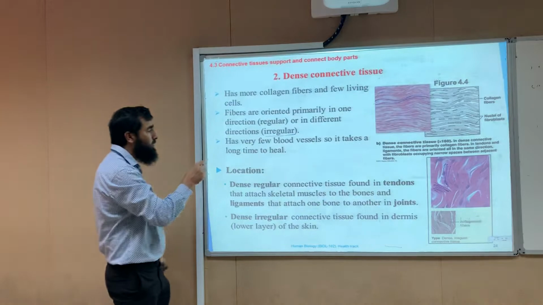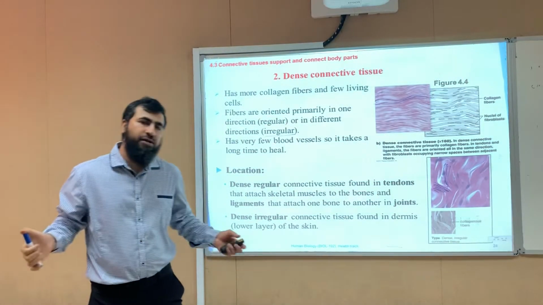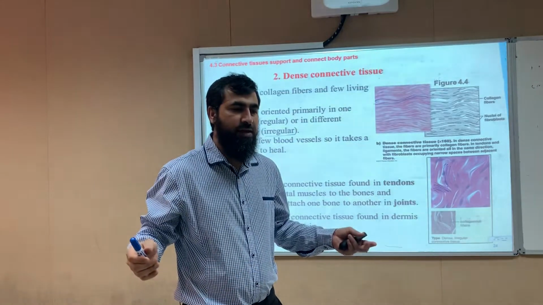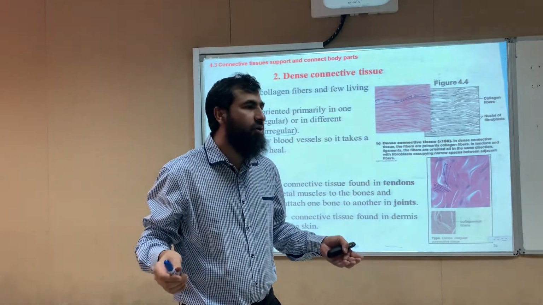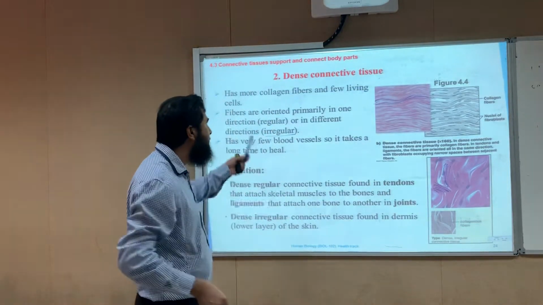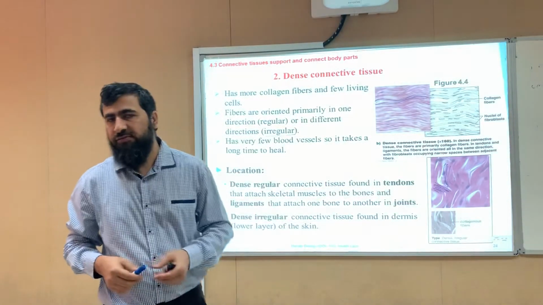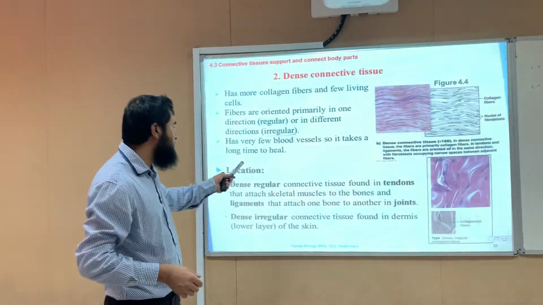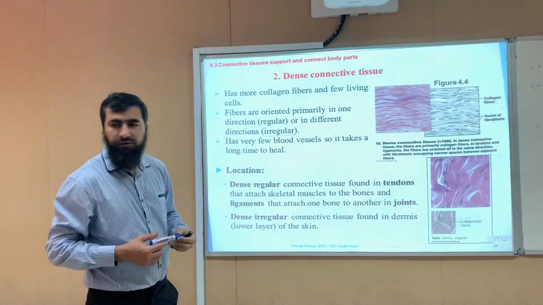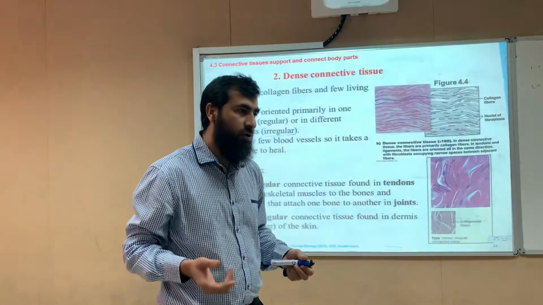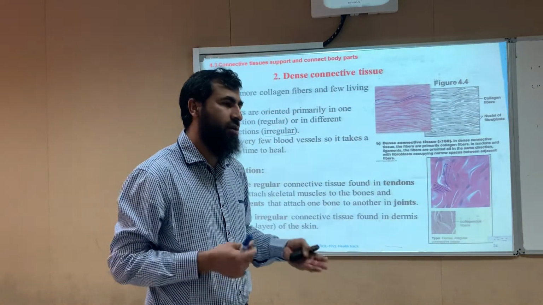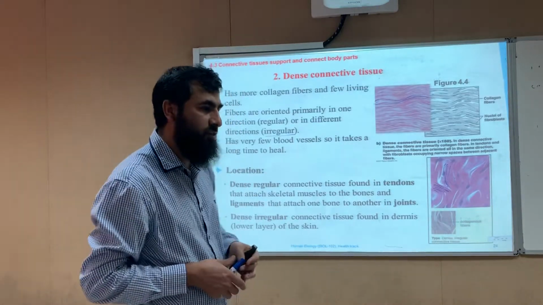Now, if you played soccer and you rip one of your tendons, you're out of the game for how long? A long time. Yes. Because it heals very slowly, this dense connective tissue. The reason is it has very limited blood vessels. Very few blood vessels, so it heals very slowly. If you break a tendon, it's not going to heal for a long time. The reason is there's not enough blood flow and nutrients cannot come. So repair is very slow.